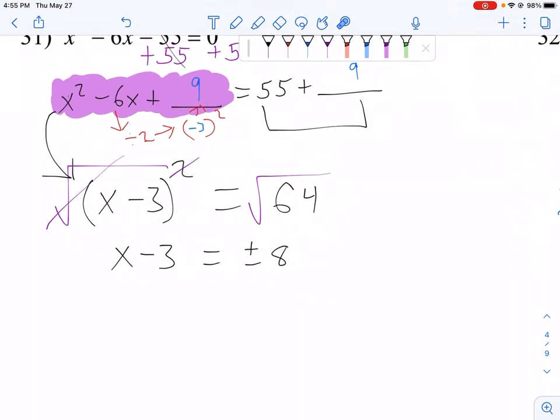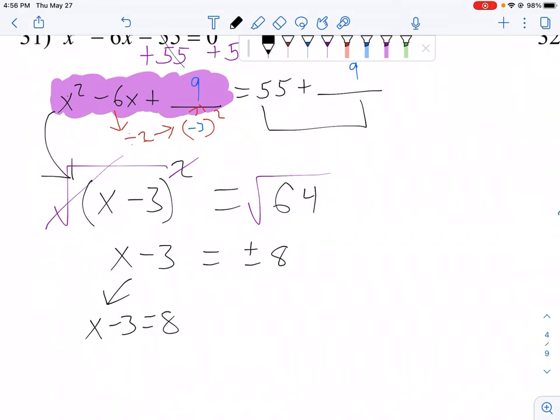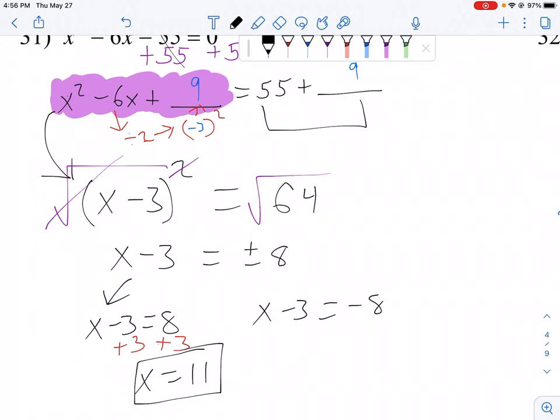And so I'm going to now split this because there's a positive value and a negative value. So I'm going to say x minus 3 could equal a positive 8, or x minus 3 could equal the negative 8. And then I'm just going to solve each. So by adding 3 to both sides, I'm going to get x equals 11 here. By adding 3 to both sides on this side, I'm going to end up with x equals negative 5. So those are my 2 solutions.